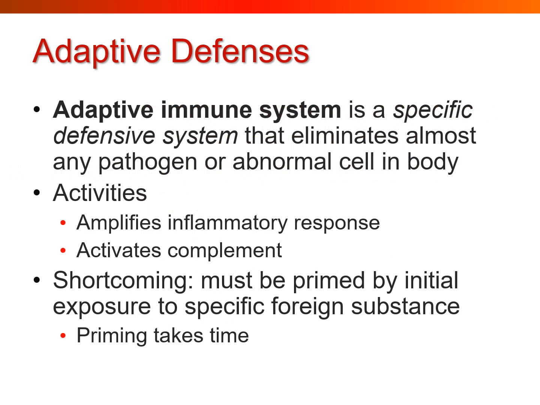So far, we've talked about the first line defenses, which include the skin and the mucous membranes, as well as the things that they make. And we've talked about the second line defenses, which are the defenses inside the body. And that's going to include things like inflammation, fever, macrophages, antimicrobial proteins. And now finally, we're at the point of talking about our defenses that are the adaptive defenses.